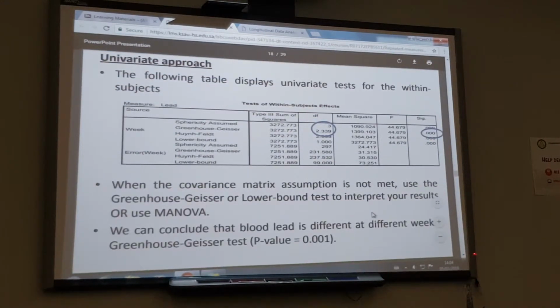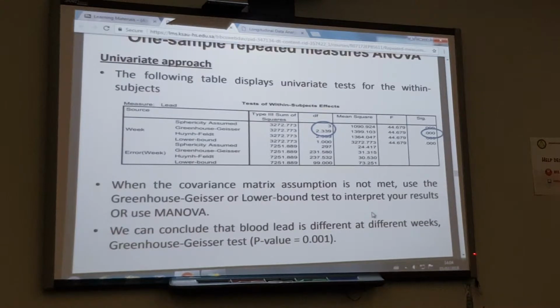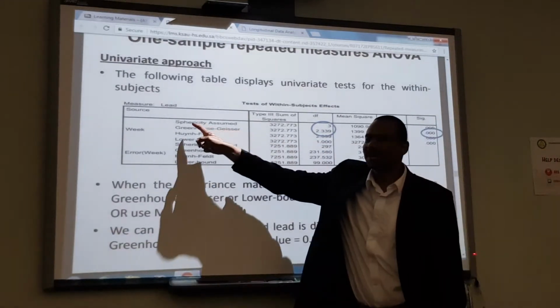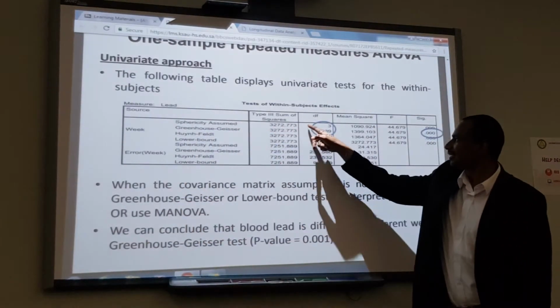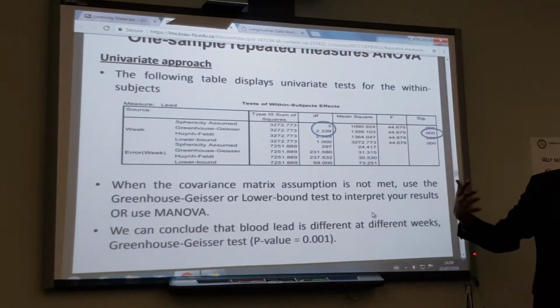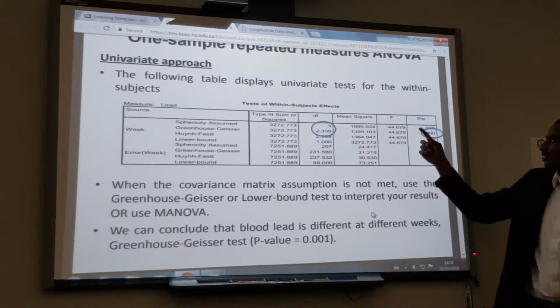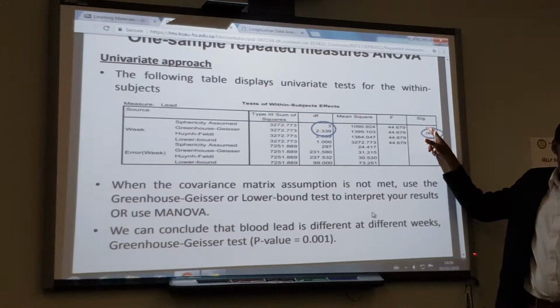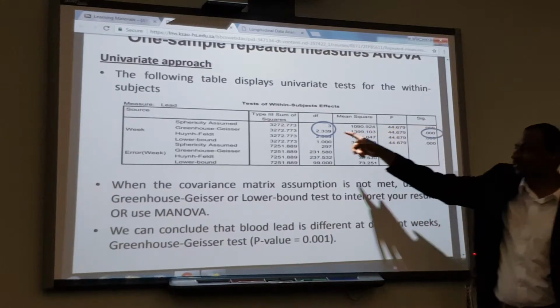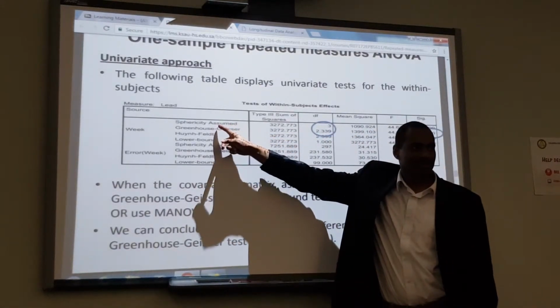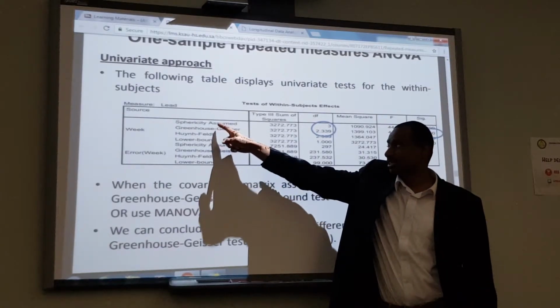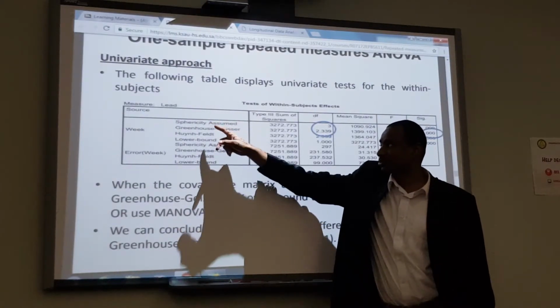Here. So now, the first one, sphericity assumed. What does that mean? That means we don't have an issue in sphericity. That means it is met. So I'm not going to report this one because we found there is a violation, correct? Yes. In our example, sphericity is not met. So I'm going to cross out the first one.